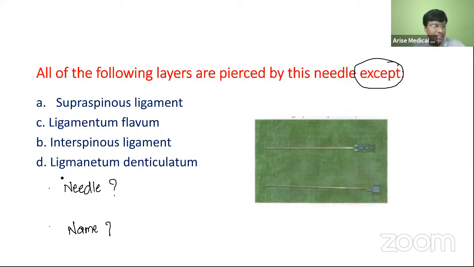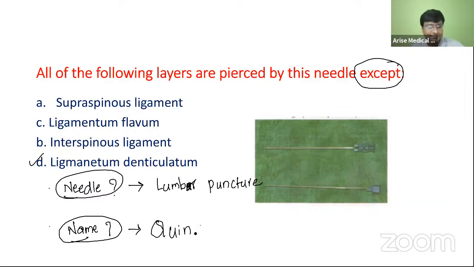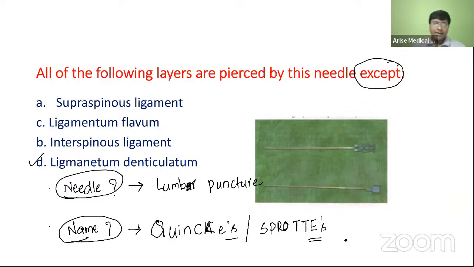Very good, Shabnam Khan. Now everyone is answering, but please tell me what is the name of this needle and what this needle is used for. The purpose of this particular needle is for lumbar puncture. And the name of the needle is Quincke's needle, or we have another name called Sprott's needle. So this is the needle used for lumbar puncture, right?